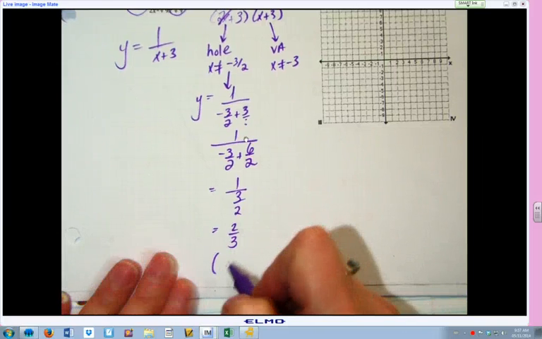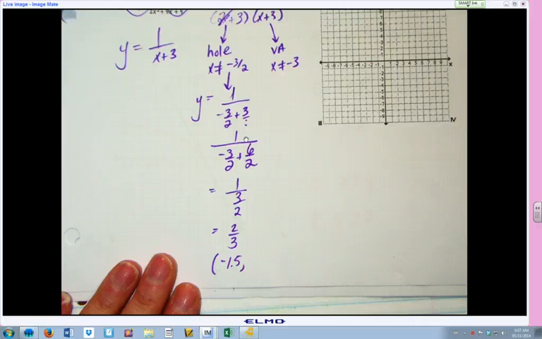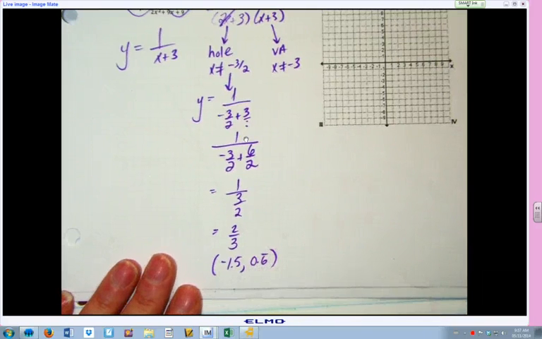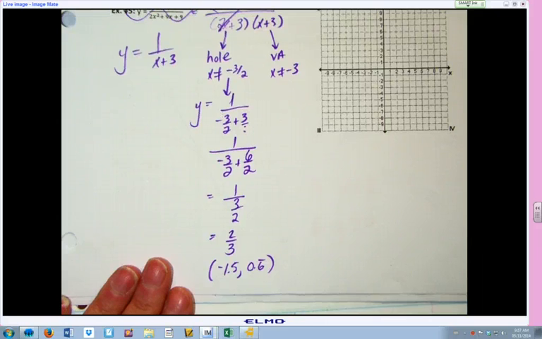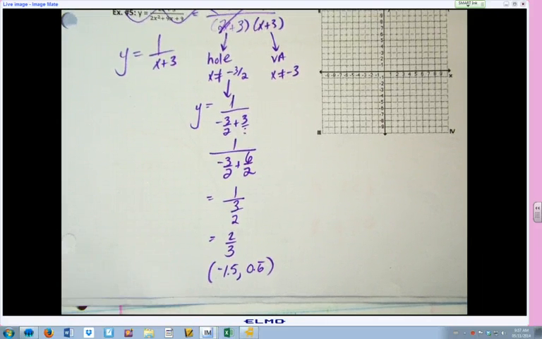Okay, so what are the coordinates of the hole? You can't do 1 as a decimal, 1 as a fraction. If you're going to decimal it, you've got to decimal it the whole way. Step 2.